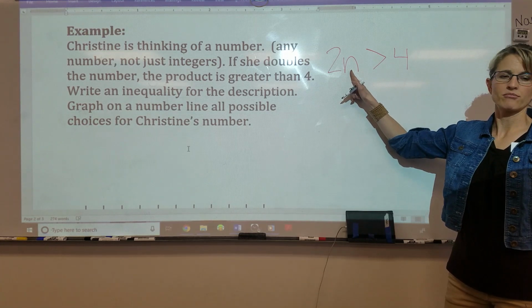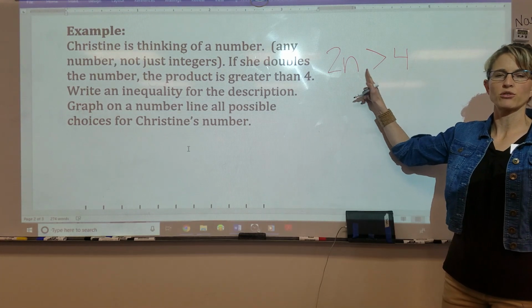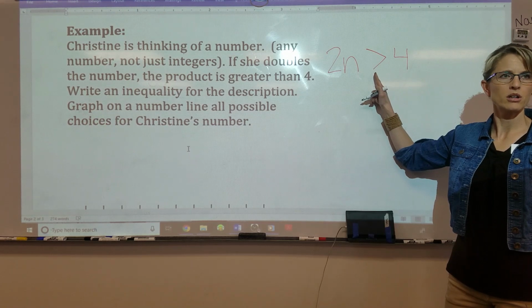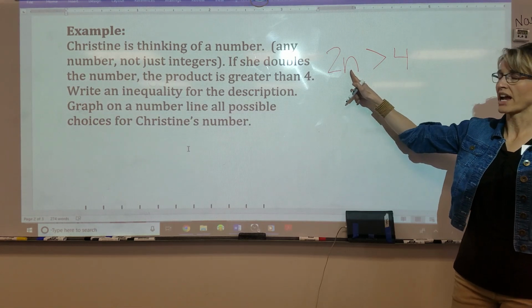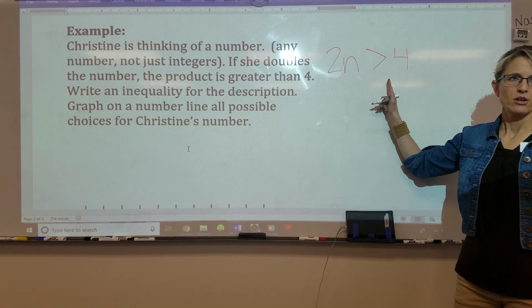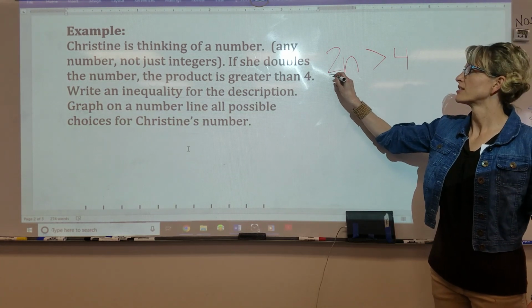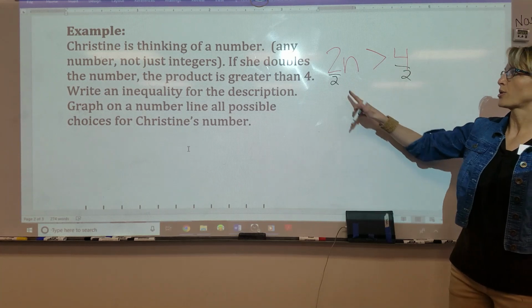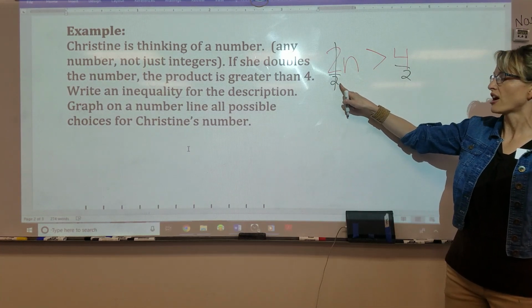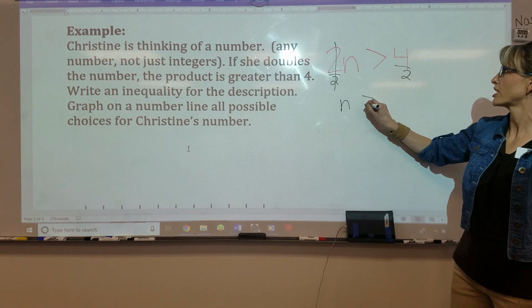We could try 0. Is 0 times 2 greater than 4? No. Is that about 1/2? Is 1/2 times 2 greater than 4? No. And I could guess and check all these numbers, but there's a way to solve it using a balanced equation. I can eliminate the 2 by doing an inverse operation. I get n is greater than 2.